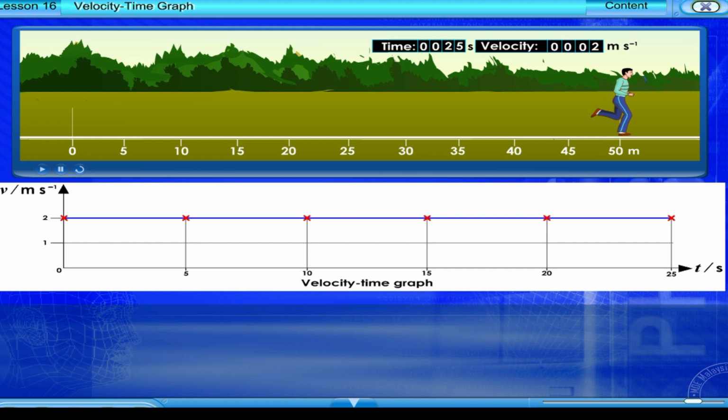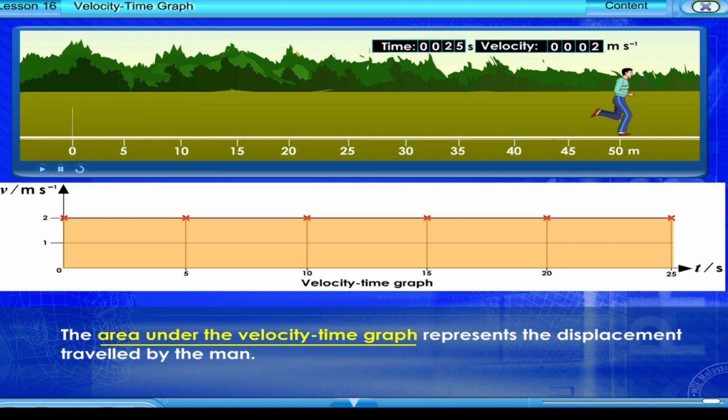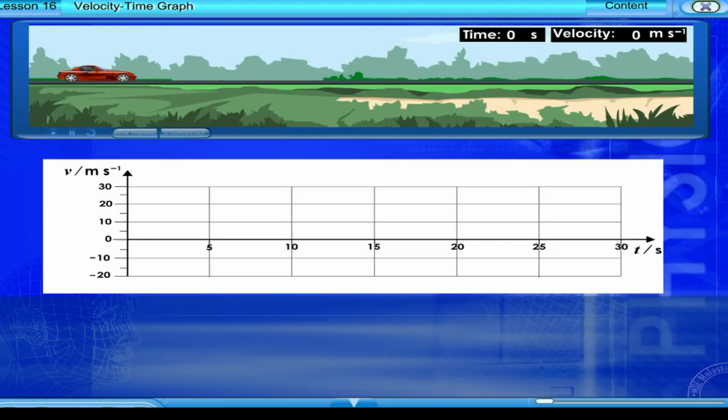Do you know that from the velocity-time graph, we can get the length of the track, which is 50 meters? How do we get that? The area under the velocity-time graph represents the displacement traveled by the man. Let us now analyze some other velocity versus time graphs. Click the Situation 1 button.